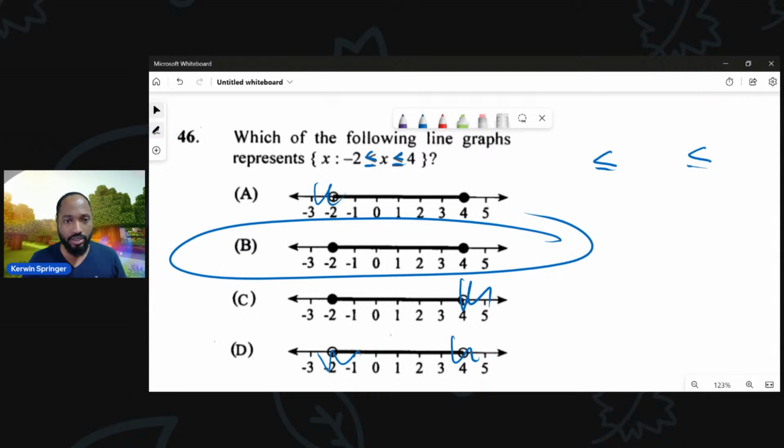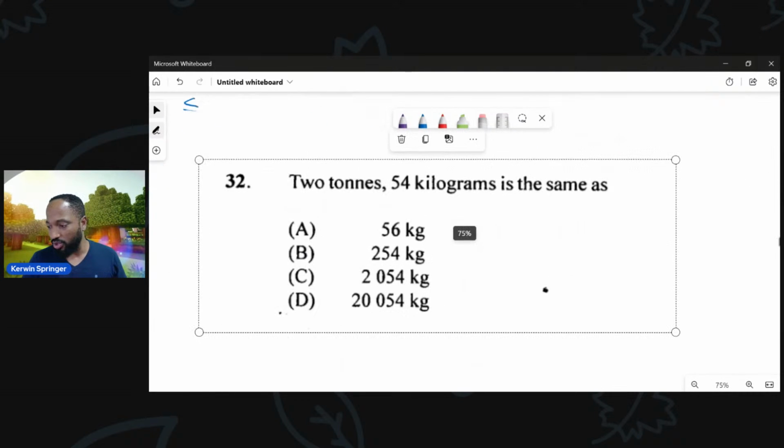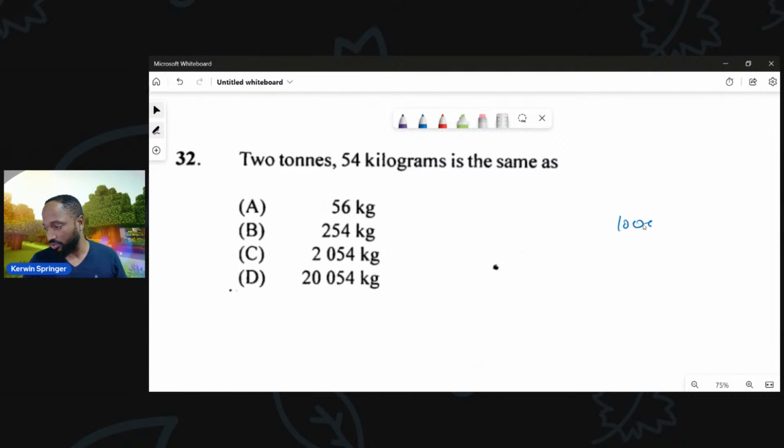2 tons, 54 kilograms is the same as. So yeah, you need to know that 1 ton is 1,000 kg. So if you have 2 tons, that's 2,000 kg and 54 kilograms.